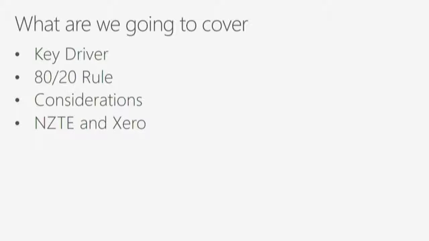So what are we going to cover in this session? We're going to cover the key drivers behind why you want to get to Windows 10 and the approach that you might take to get there. We're going to look at the 80-20 rule. I'll explain that more in a second. Then I'm going to go through the considerations. Have you considered these things when you've started planning for the Windows 10 rollout?